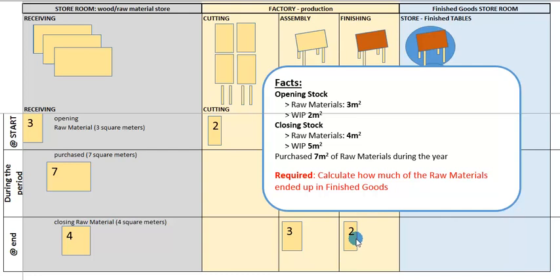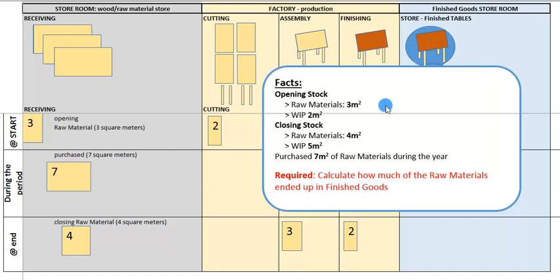So I hope you're getting a picture and understanding of the flow in a manufacturing environment. There might be some goods in the raw material store, some in the factory, and some in the finished goods store. So there's the facts. How much of the raw materials end up in finished goods? So how much of what we have here, this picture, actually ends up in my finished tables?